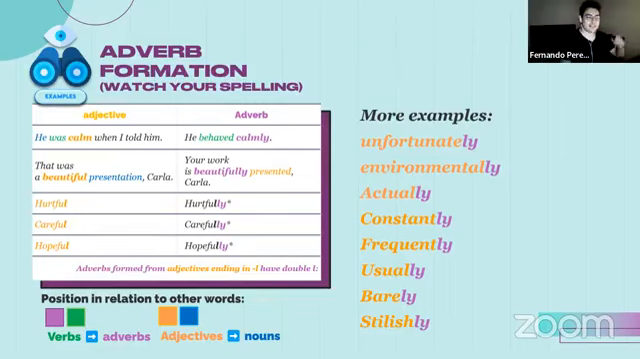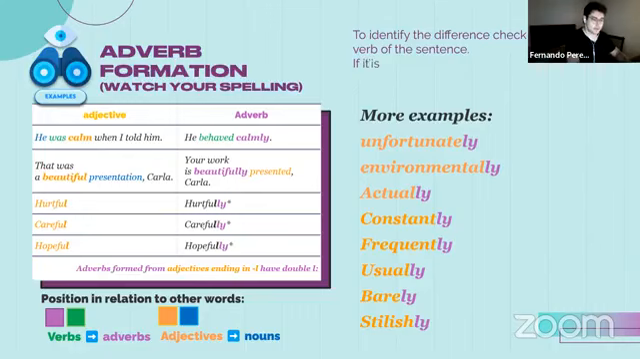So something important. Take a note here, guys. In both Mitch's and Elsie's examples, we remove the verb be. So in order to identify the difference, check the main verb of the sentence. If it's the verb be or a linking verb, you'll have an adjective.